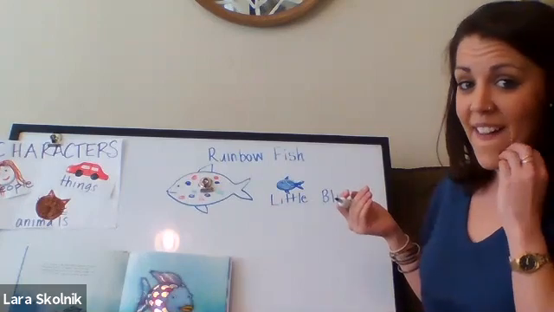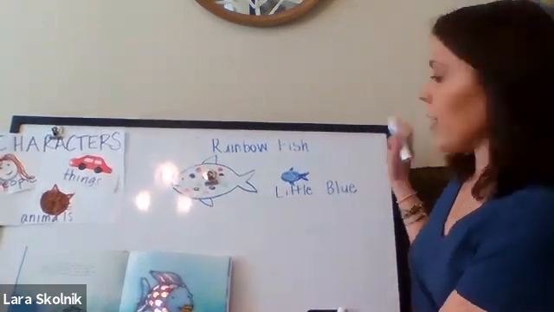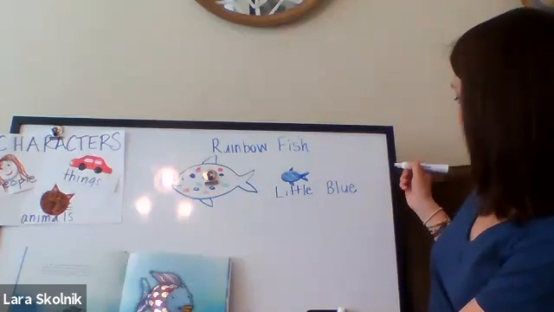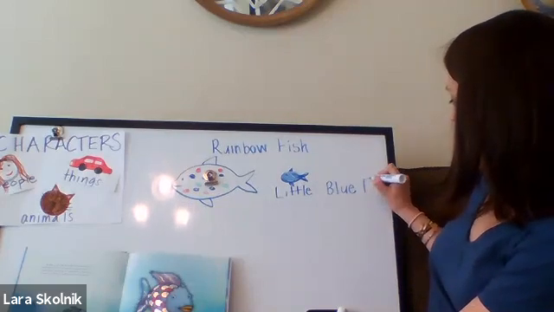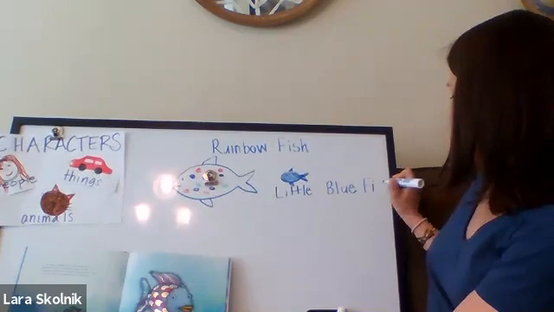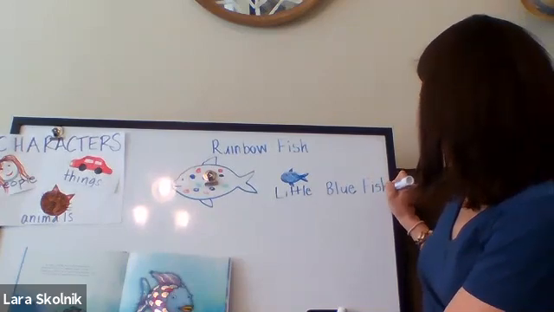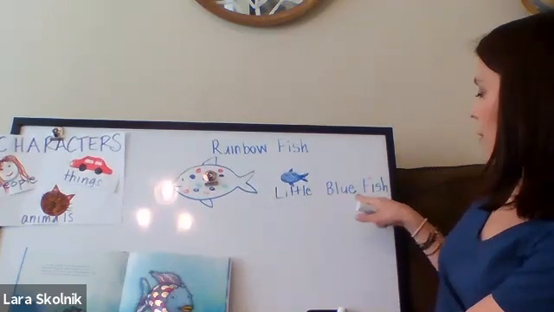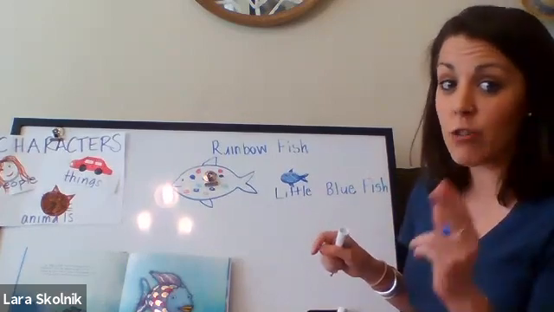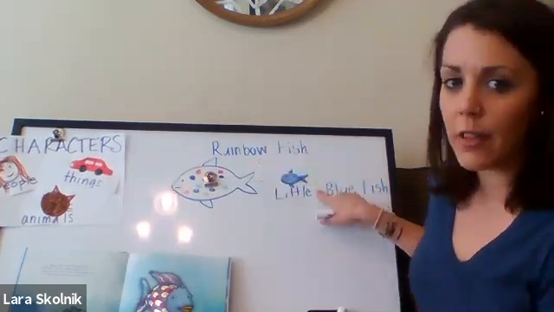I already wrote fish. Can you find it? Good, right up here. Can you spell it for me? Nice. Awesome. Little blue fish. So far we have two characters, the rainbow fish and the little blue fish.